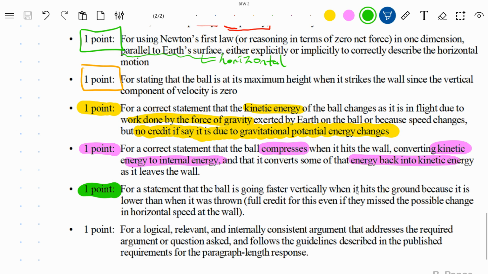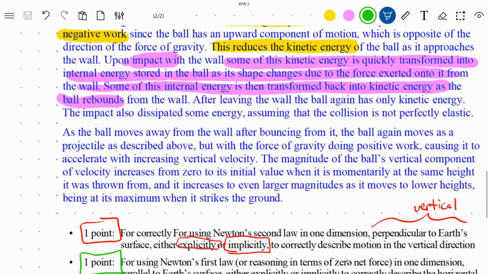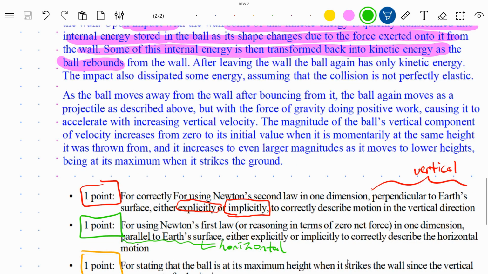And there's a little detail here that I don't think I need to explain. The full credit was given even if you missed something. Okay, that's fine. So the point is that because it is even lower, then the vertical component is greater, or at least the magnitude is greater. So I made sure to include that. In fact, I gave a little bit extra information here that is relevant, so it's okay.